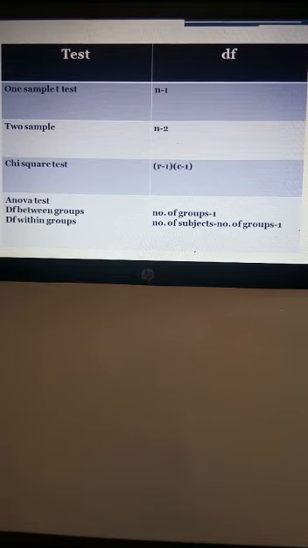And if we want to calculate the degrees of freedom for the ANOVA test, then the degrees of freedom between the groups will be number of groups minus 1. If we want to calculate the degrees of freedom within the groups, then it is number of subjects minus number of groups. So these are the various formulas to calculate the degrees of freedom.